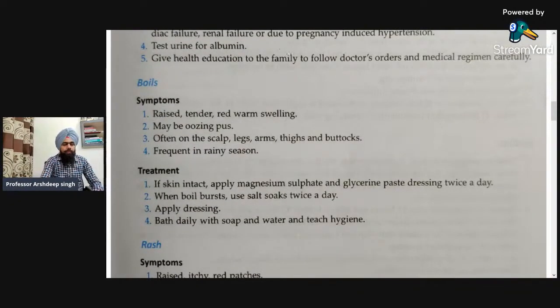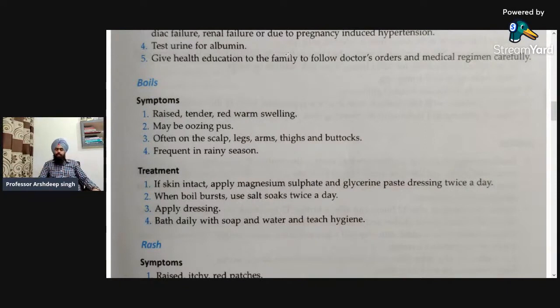So what are boils? Boils are a type of papule appearing on different locations of the skin. What are the symptoms? Raised, tender, red, warm swelling-type structures that may be oozing at first. In most cases, we can see pus oozing out from the boils, often on the scalp, leg, arm, thighs, and buttocks. So these are the locations on which boils develop on the body.